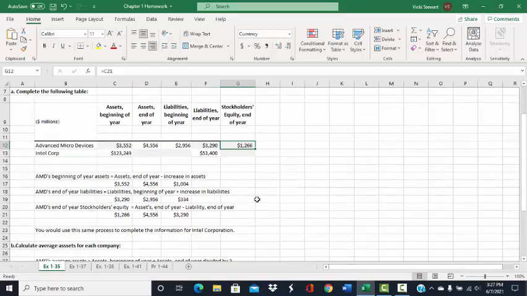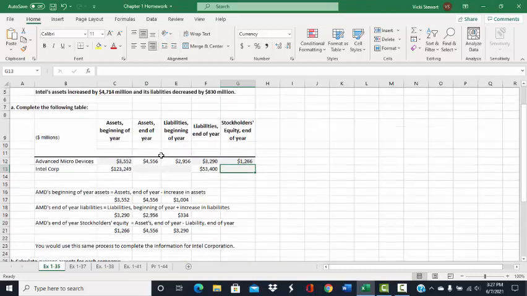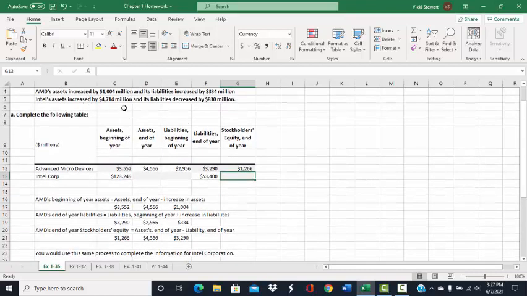You can do the same thing using the accounting equation and calculate these missing amounts for Intel. I did not show those, but you can go through the same process. They gave you the same type of information, and you can calculate the assets at the end of the year using the information from the chart plus the increase. You can calculate the liabilities at the beginning of the year by taking the end of the year and then this decrease, so we would add that amount. And then you can just use the accounting equation to calculate stockholders' equity.